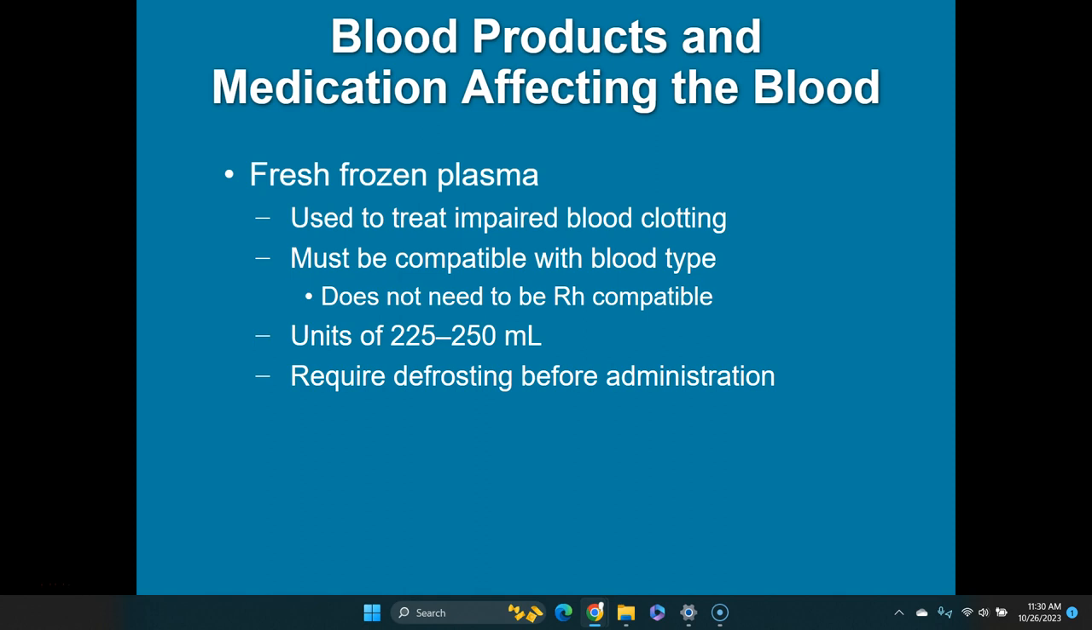And they are, of course, frozen, so you want to defrost them. Giving blood, all of it's stored cold or frozen. So with any of these blood products, we want to defrost it and bring it up to room temperature. Some systems might actually have a warmer, so before it goes into the body, it brings it up to body temperature.